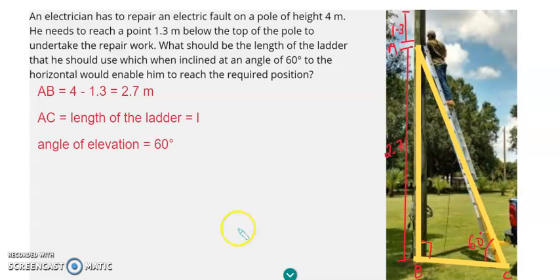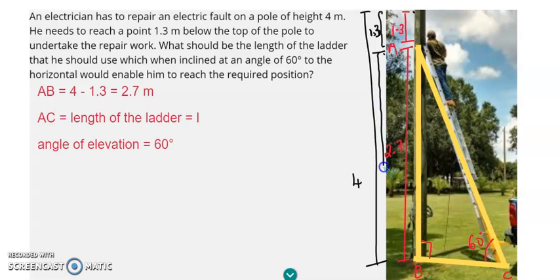Now, here the person is standing above a pole. This height is said to be 1.3 meter, so this much, 1.3 meter, below from the top. Total height of the tower is 4. This total height is 4 meter for the tower or the pole. So the person is putting a ladder so that it's 1.3 meter below the top of the pole. So the remaining height from where the ladder is touching the pole to the ground is 2.7 meters.